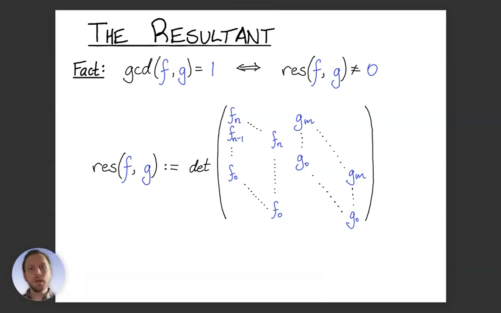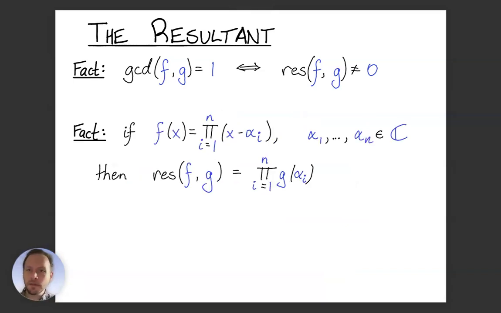Now, of course, this is one way to write down the resultant, but it's not the only expression for the resultant. So there's another expression that turns out to be very useful for us. You can show that if f has roots alpha 1 through alpha n, then the resultant of f and g is exactly the product of the g alpha i's.